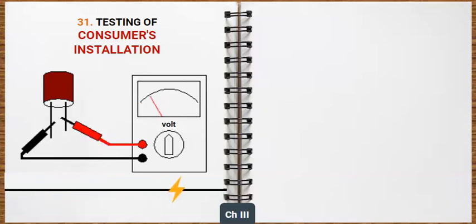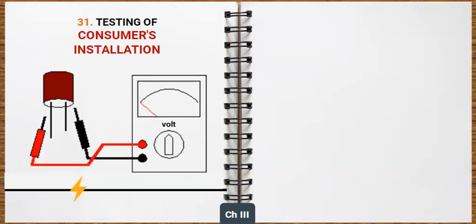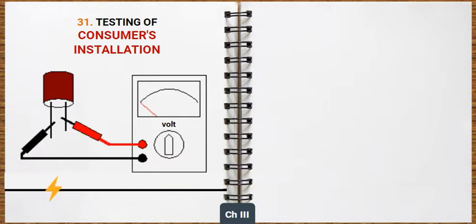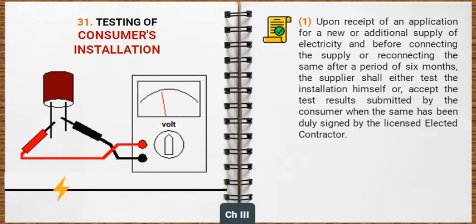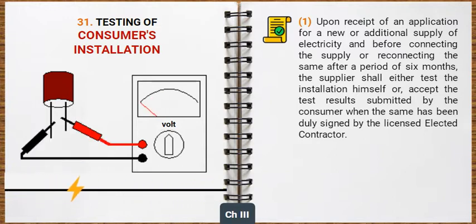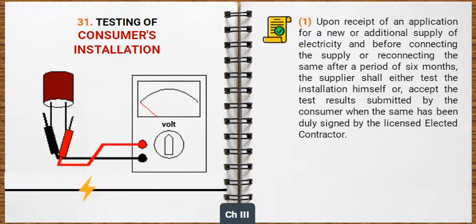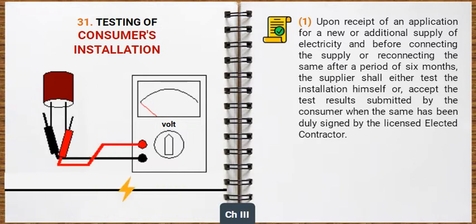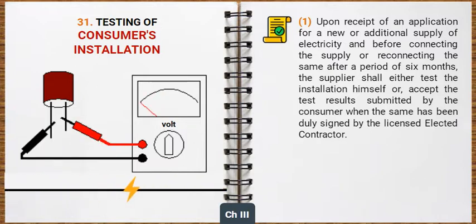Last but not the least, let's learn the general safety requirements for testing of consumers' installations. Upon receipt of an application for a new or additional supply of electricity and before connecting the supply or reconnecting the same after a period of 6 months, the supplier shall either test the installation himself or accept the test results submitted by the consumer when the same has been duly signed by the licensed electrical contractor.